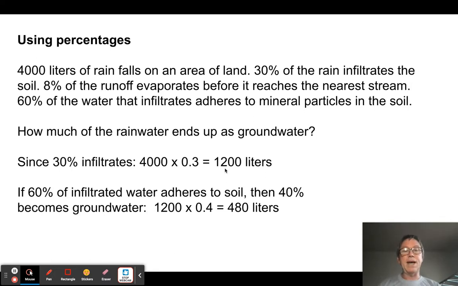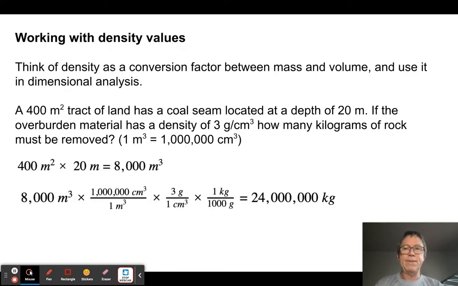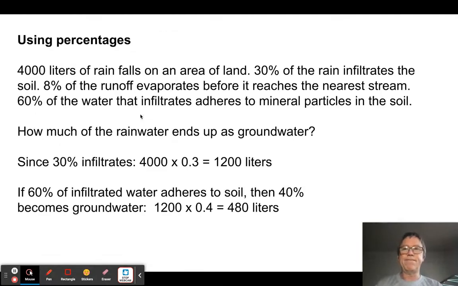They might ask you to solve a problem like this. 4,000 liters of rain lands on a given area of land. 30% of the rain infiltrates the soil. 8% of the runoff evaporates before it reaches the nearest stream. 60% of the water that infiltrates adheres to mineral particles in the soil. So how much of the rainwater ends up as groundwater?